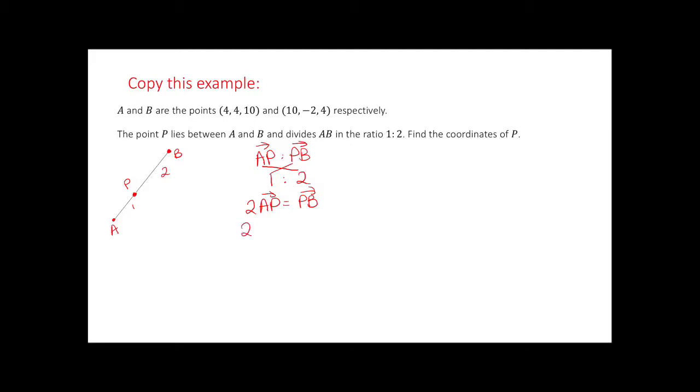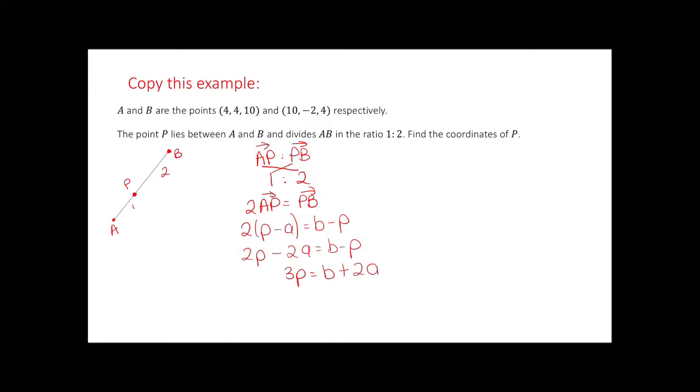So A to P we know is actually P minus A. P to B is actually B minus P. If we start manipulating this, we'll know that 2P minus 2A is equal to B minus P. Now, as I said, we want an equation in terms of P. So I'm going to bring all my P's to the left-hand side. So 3P equals, and I'm going to move that 2A over to the other side. So it's B plus 2A.